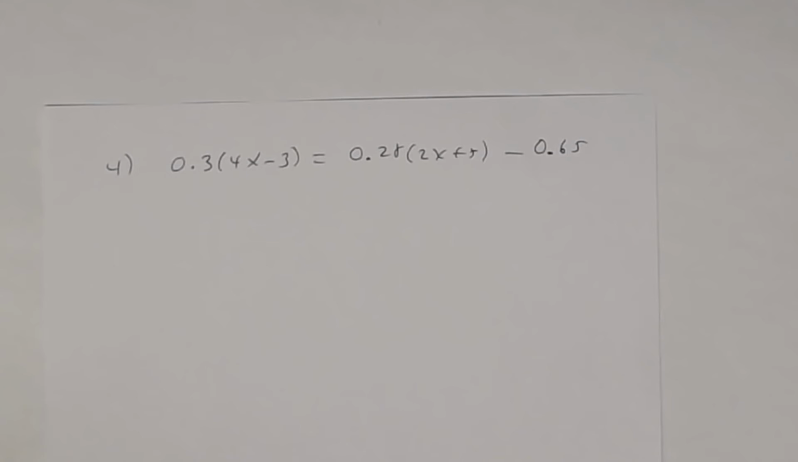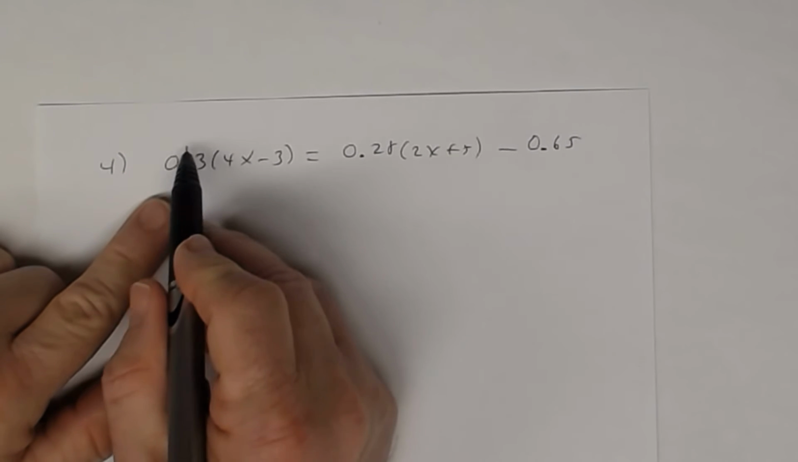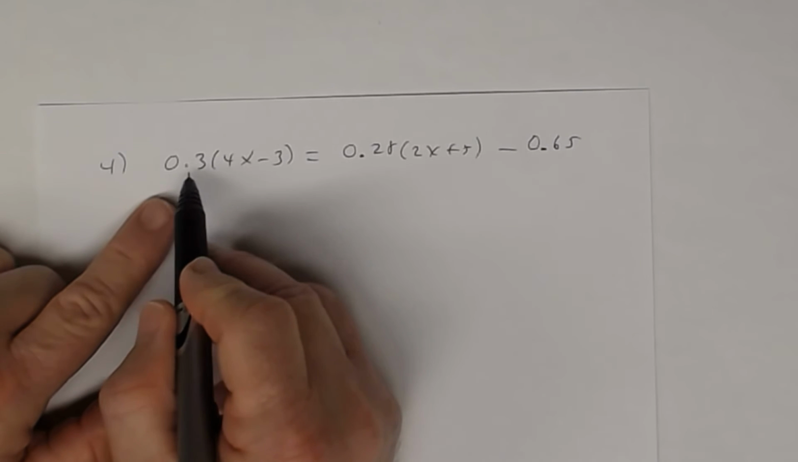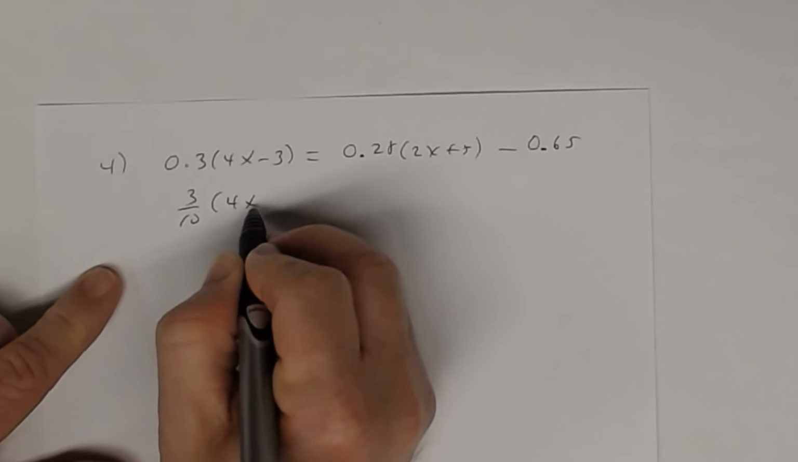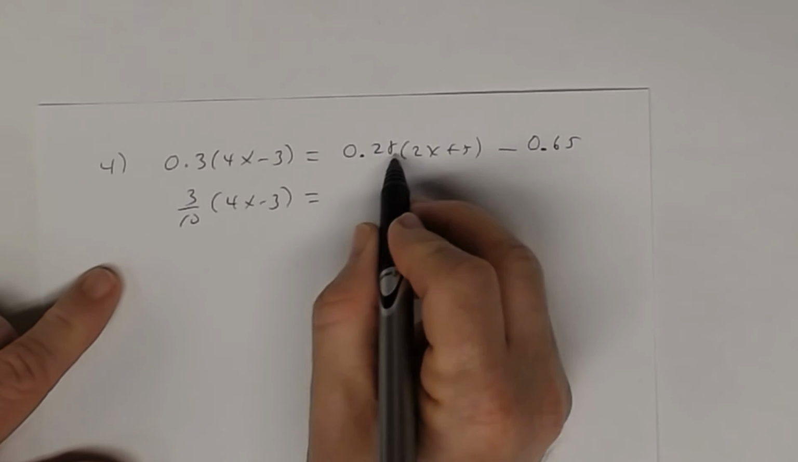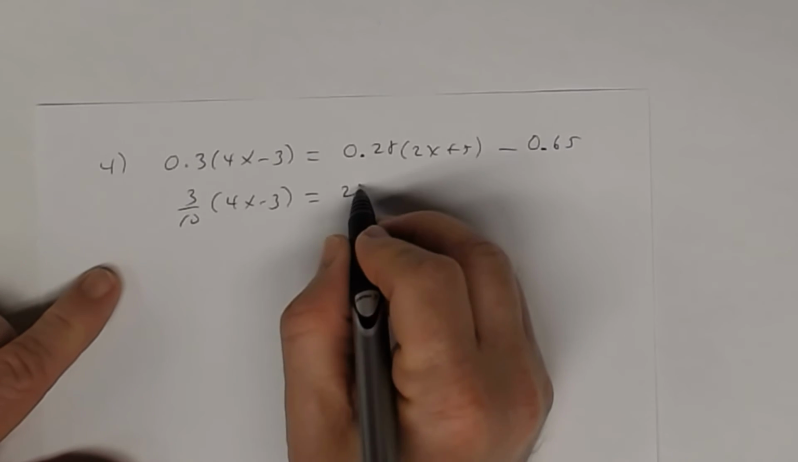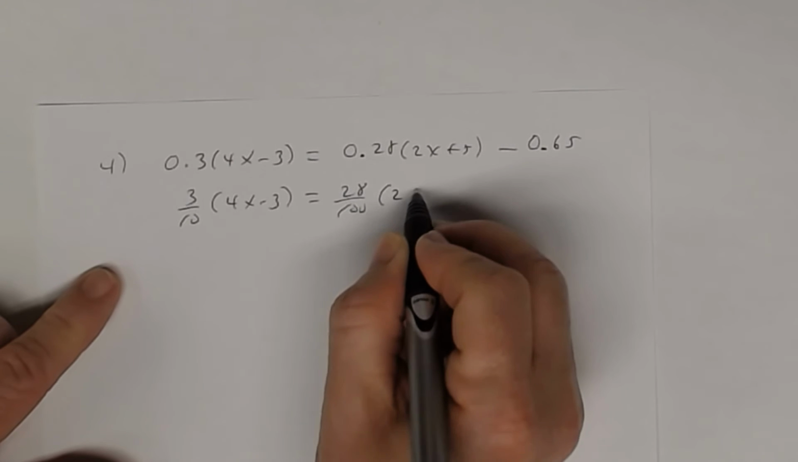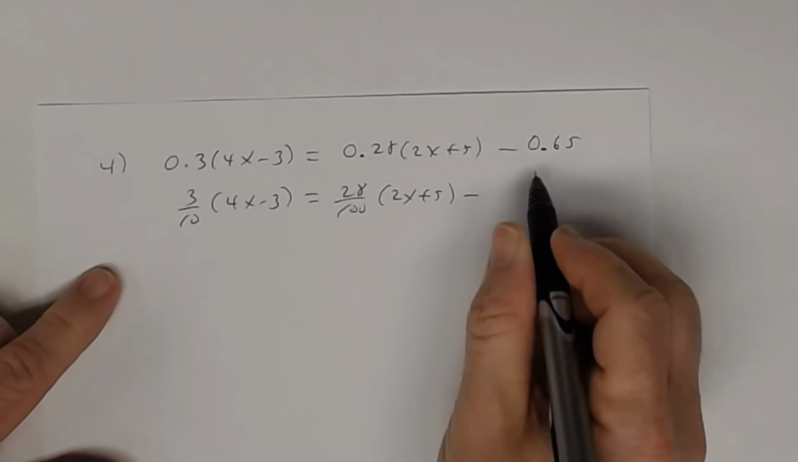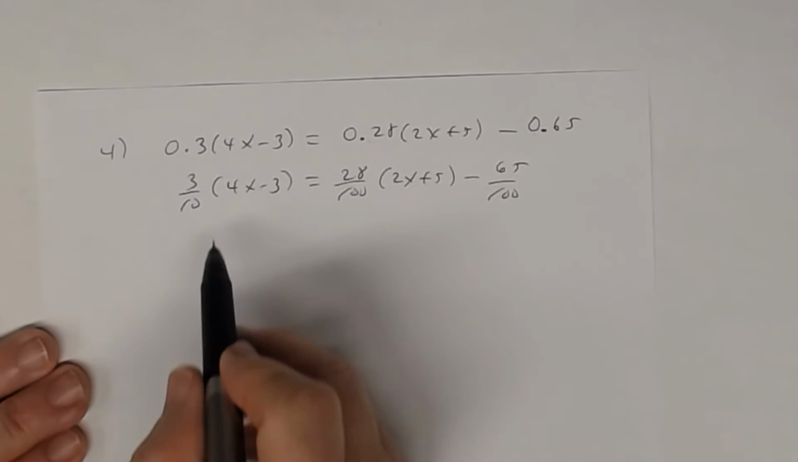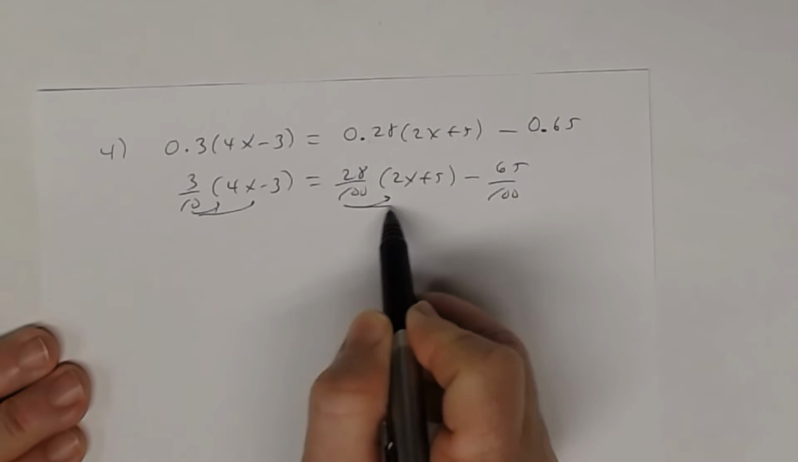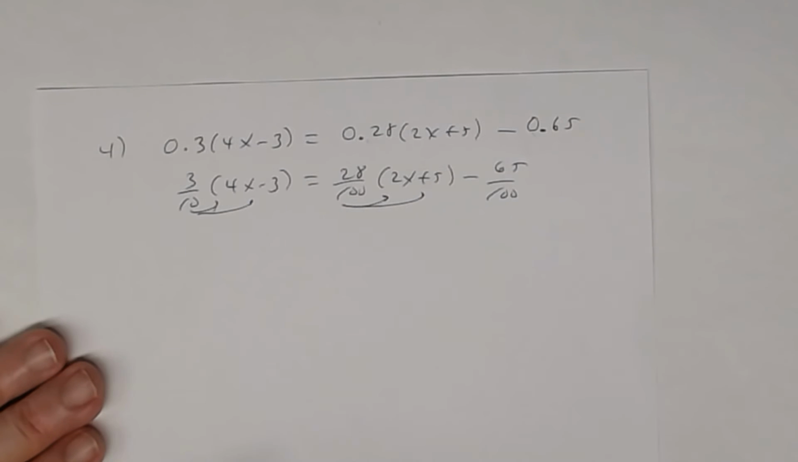Okay, so wherever you see a decimal, you want to convert that to a fraction. So this 0.3 here mathematically means 3/10. So that's 3/10 times 4x minus 3 equal, and this is 28 hundredths, so that's 28 hundredths times 2x plus 5 minus, and this is 65 hundredths, right? Okay, so let's go ahead and distribute, and then we'll multiply both sides by the LCD.